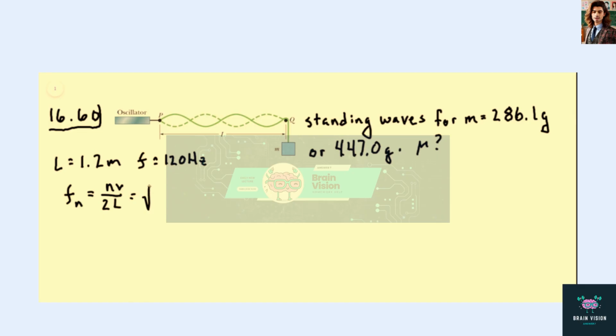So the frequency of the nth mode is nv over 2L. Now we can write this as n over 2L times the square root of the tension, which is equal to the weight of the mass, divided by the mass density, which is what we want.